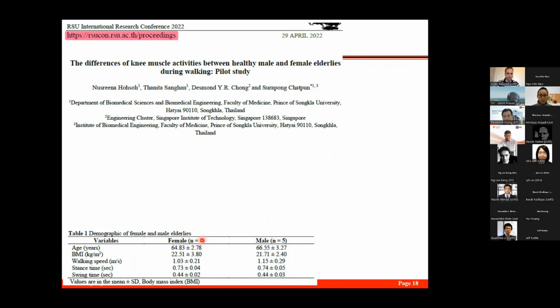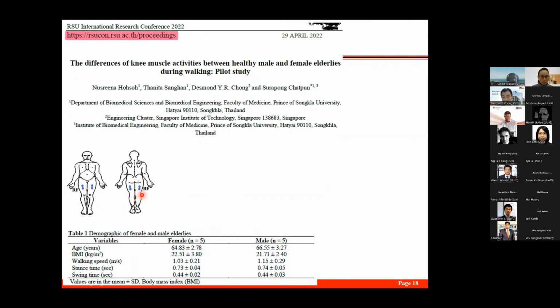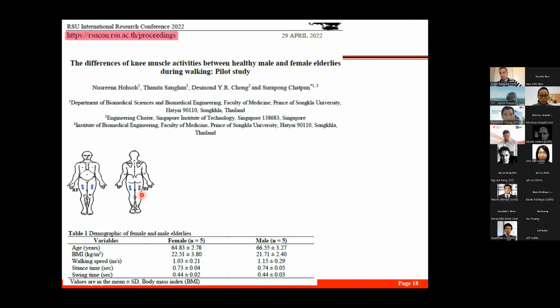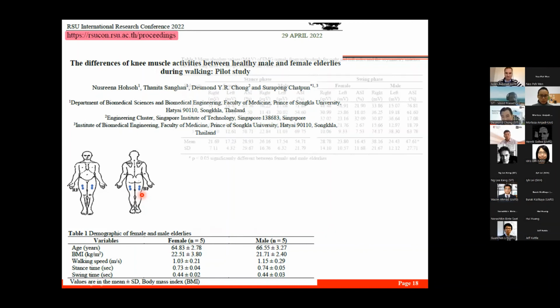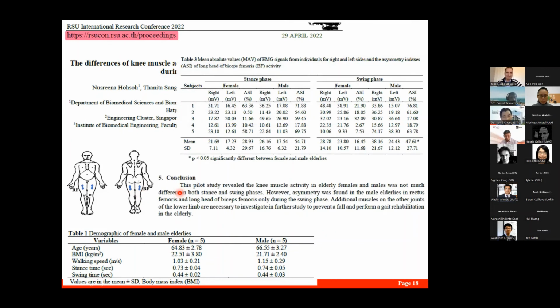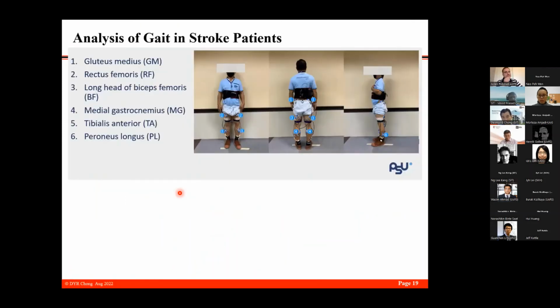Because this is the prelim study, they have 5 females and 5 males, and actually they mounted the EMG sensors at the biceps and the quadriceps. All right. So what they have done is that actually they found no difference between the knee muscle activities between the male and female. So with that, they are able to actually group this male and female as a group of healthy subjects. So with that, they move on to recruit the stroke patients.